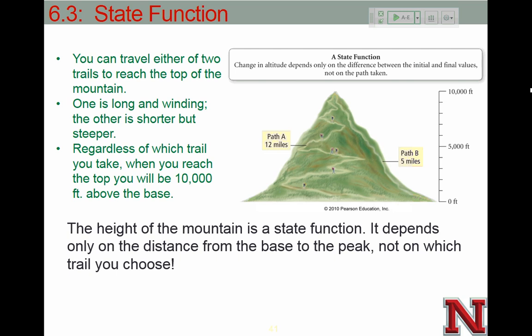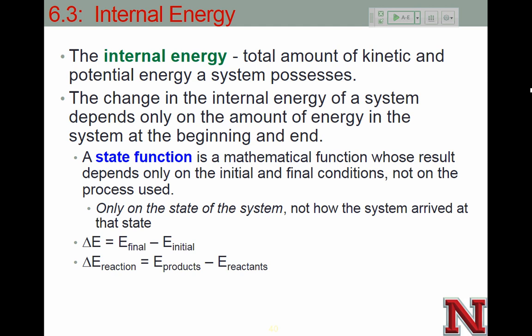Your change in elevation, the height of the mountain, is a state function. The height of the mountain is not changing based on which path you take, but the amount of walking you have to do can change. How you get there changes, but overall the height doesn't. So that's what we're going to see with our energy when we're talking about it as a state function. And again, relating that to our reactions, our energy of our products minus our energy of our reactants is going to give us our total change in energy of the reaction.